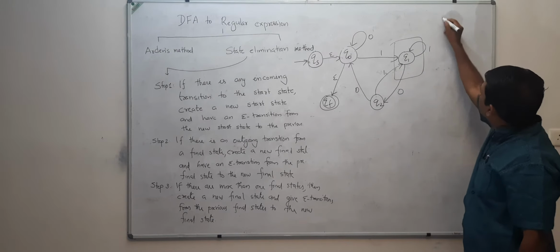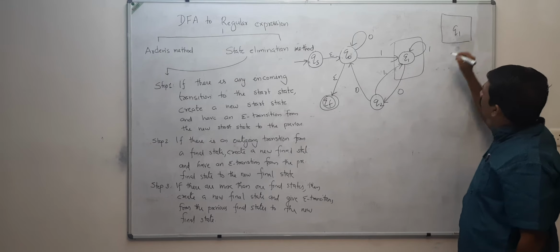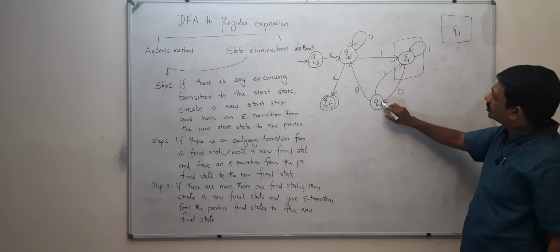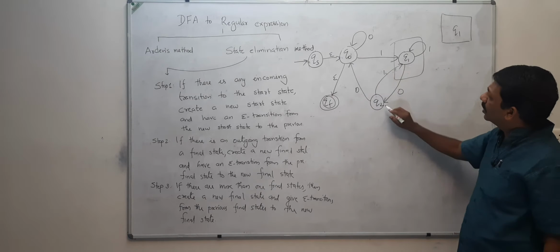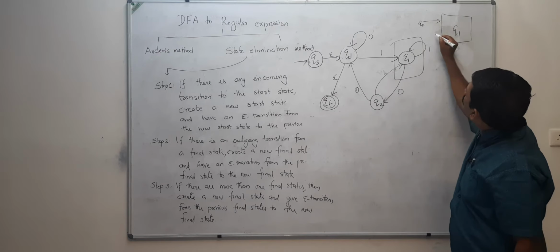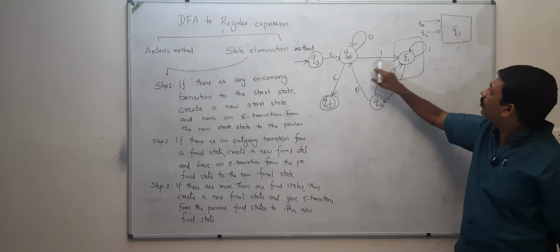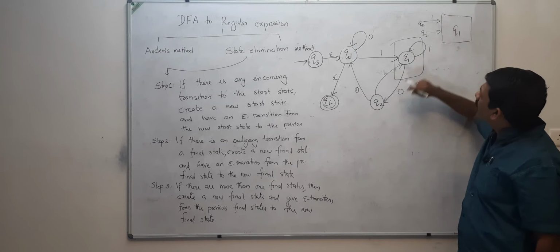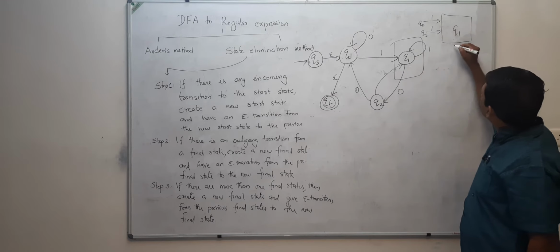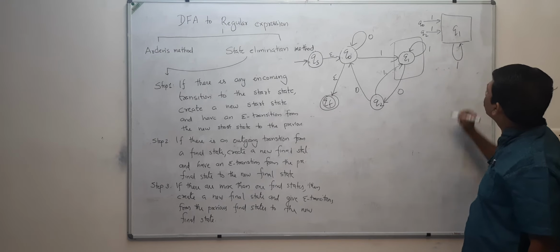What about Q1? For Q1, what are the incoming transitions? There are two incoming transitions. One is from Q0 and the other is from Q2. From Q0 you have 1, and from Q2 again you have 1. And there is a loop, and that is also labeled 1.